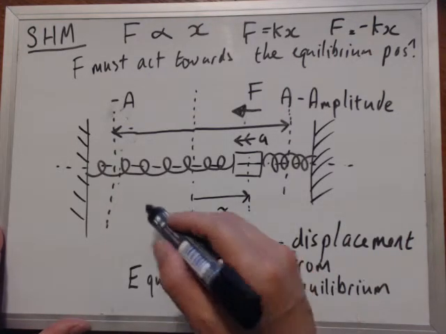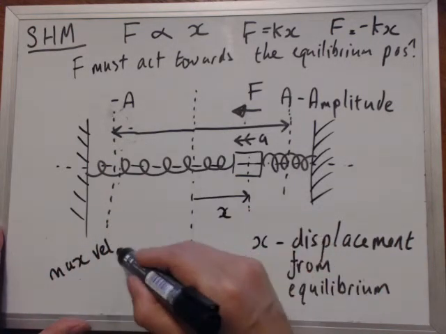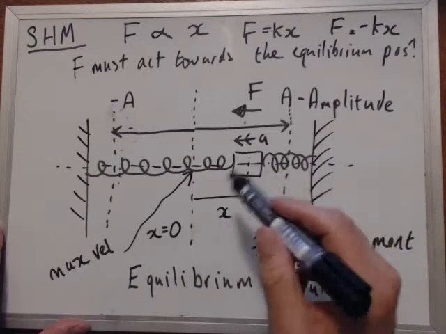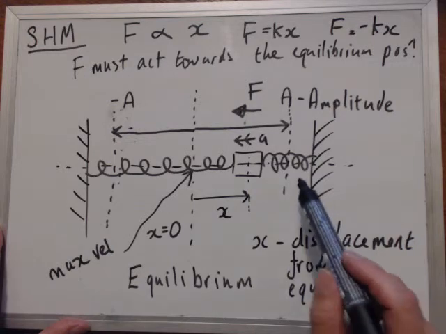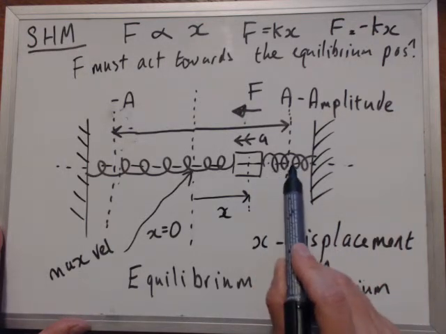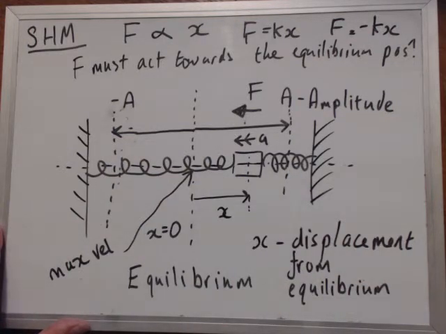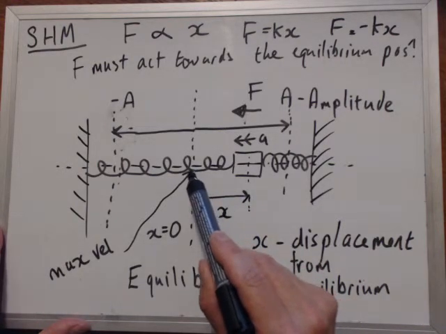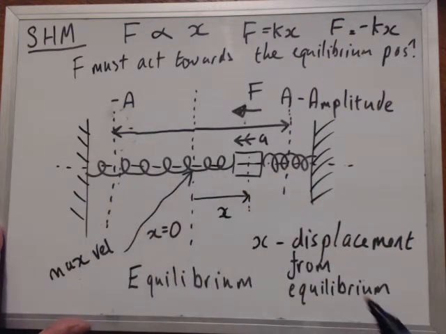Now, the maximum velocity will occur when x is equal to 0 and it's passing through its equilibrium position, and the maximum acceleration will occur when it is stopped, still, at the maximum amplitude in the positive direction and at maximum amplitude in the negative direction. And one complete oscillation, if we start from where x is 0, will be all across to the maximum amplitude, back again, and then back through there. That will represent one complete oscillation.